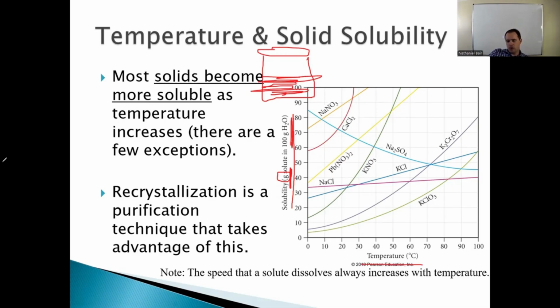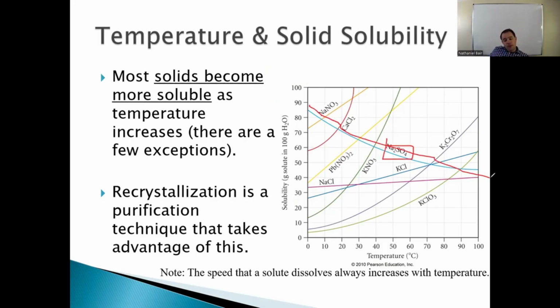And the first thing I want you to notice is what I was saying earlier. Most salts become more soluble at higher temperatures, right? Look at potassium chlorate, solubility goes up. Look at potassium dichromate, solubility goes up. On this graph, there's only one exception. Sodium sulfate actually becomes less soluble. So this is not a law. This is a trend. Most solids become more soluble at higher temperatures. So if you want to get more stuff to dissolve, heat the solvent up, and you can usually get more stuff to dissolve.